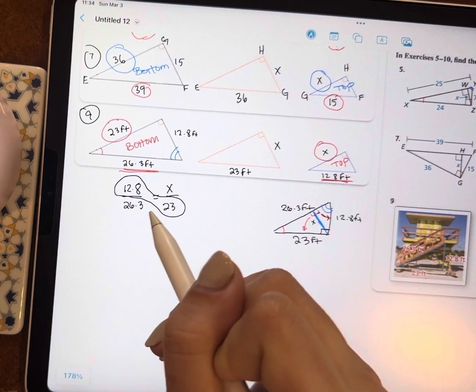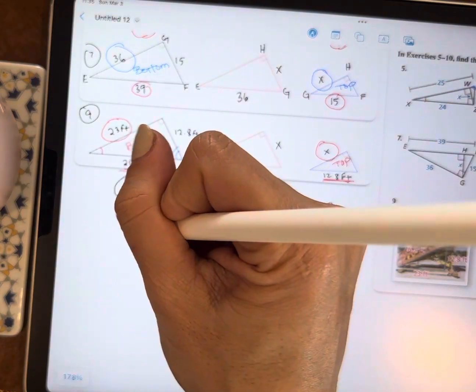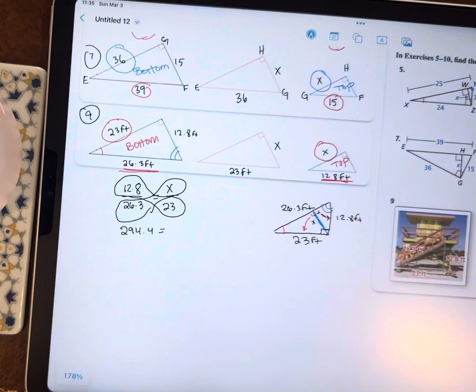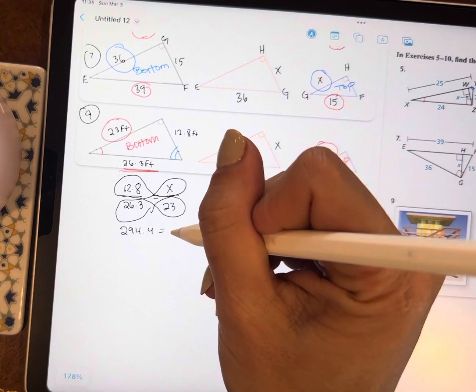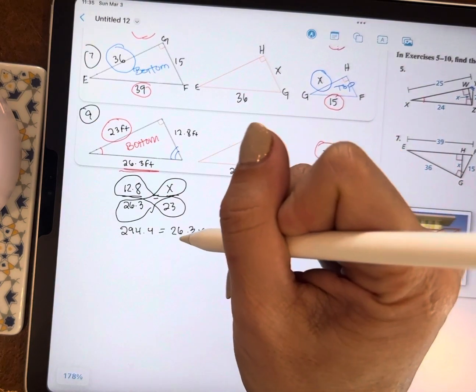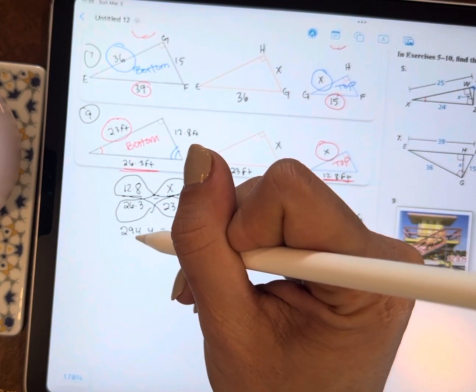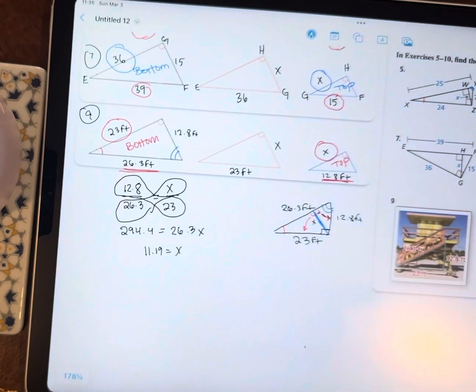I'm just gonna cross multiply these and not worry about it. 12.8 times 23 is 294.4. And then we have 26.3 times x. So now what I must do is divide the 26.3, and I get that x equals 11.19.